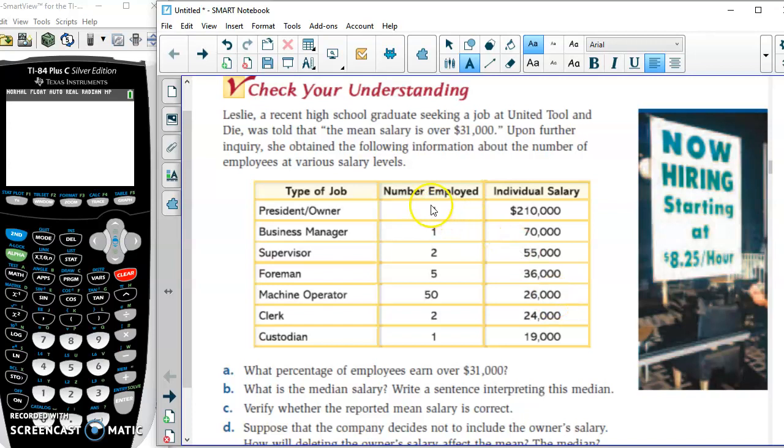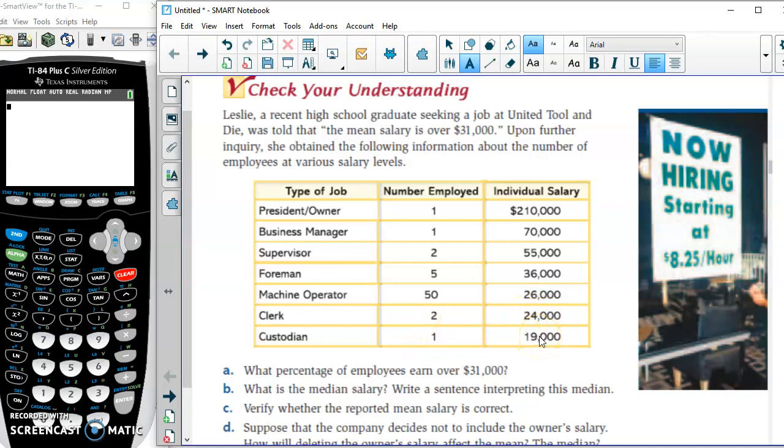So this means that one person made a salary of $21,000, one person made a salary of $70,000, two people made a salary of $55,000, five people had a salary of $36,000, 50 people were machine operators at $26,000, two people had a salary of $24,000, and one person had a salary of $19,000.